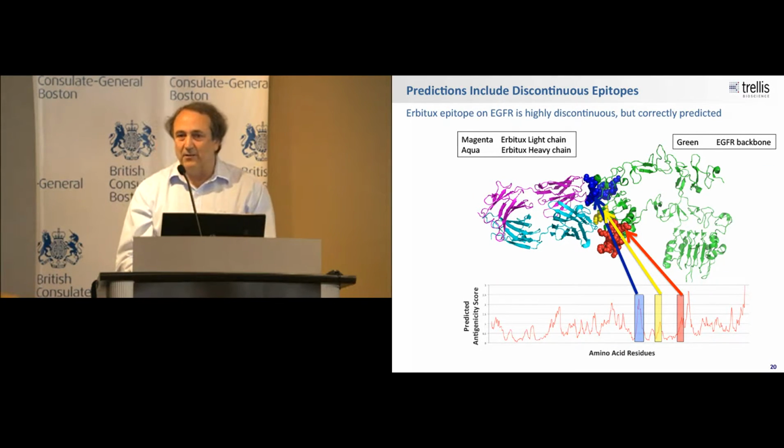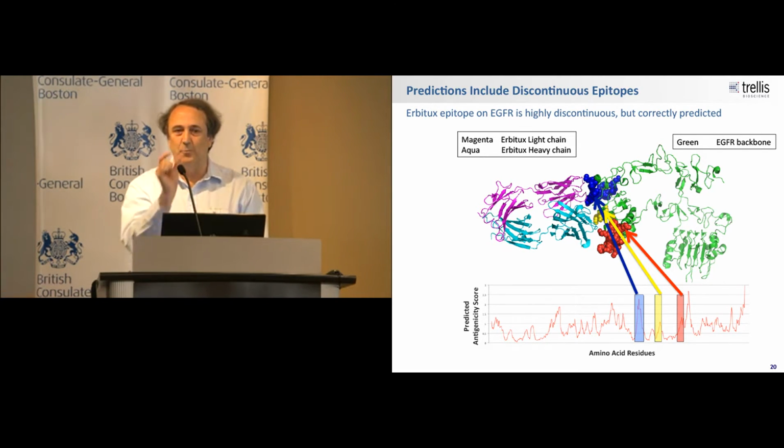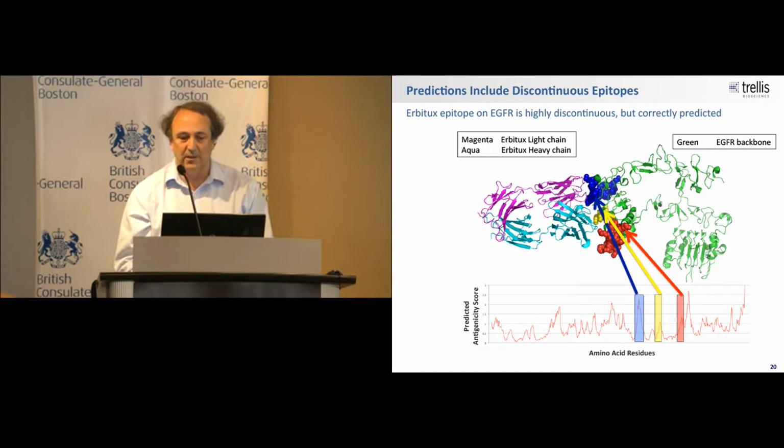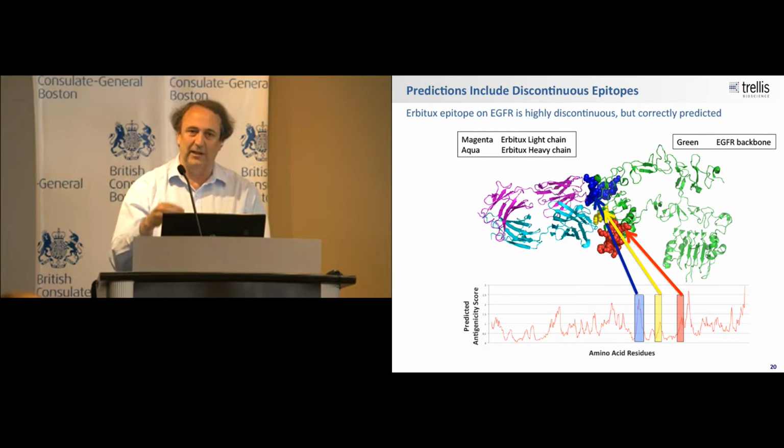One of the nice features about the technology is that it's not restricted to finding linear epitopes. The calculation is done as a sliding linear window, but when you map those values back onto the three-dimensional structure, you can actually find discontinuous epitopes. The blue, yellow, and red there are different linear regions of the EGF receptor that are recognized by Erbitux. Even though they're disjointed in the linear sequence, in three dimensions they're quite close to each other.